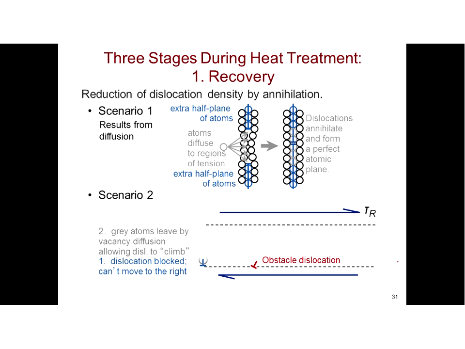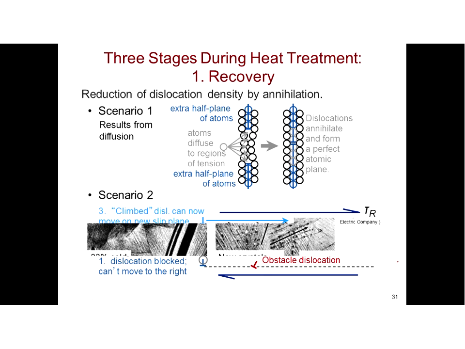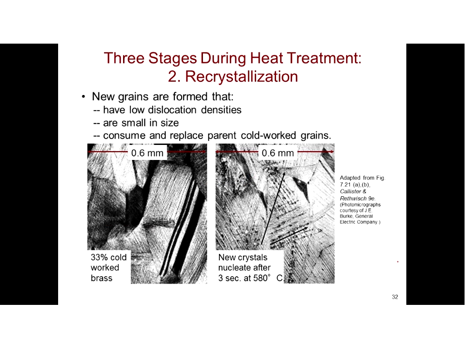Another scenario is that there's an obstacle dislocation. The gray atoms leave through vacancy diffusion, allowing the dislocation to, quote, climb or move in that direction. And the climbed dislocation can now propagate and move on a new slip plane. And the opposite dislocations can meet and annihilate. All right, so those were two mechanisms of recrystallization.